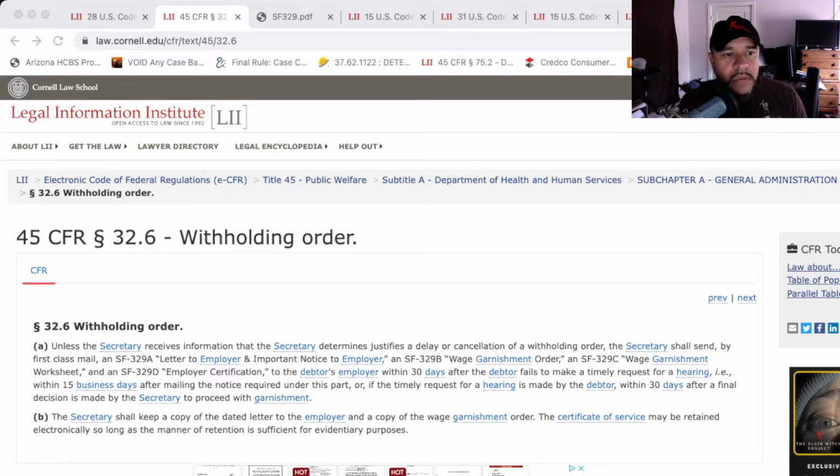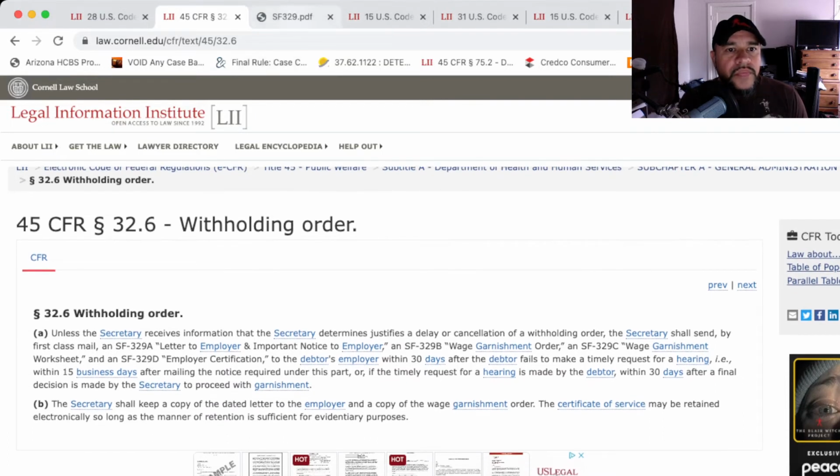These go to the employer within 30 days after the debtor fails to make a timely request for a hearing, within 15 days after mailing the notice. It's all there; you can write it down if you can read it. But the thing is, all those are required. Here's what they are.